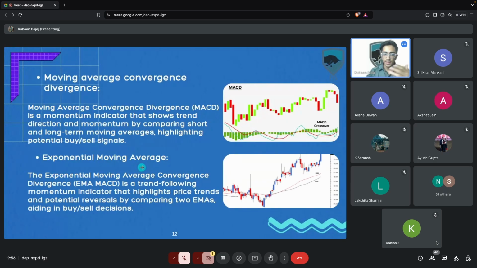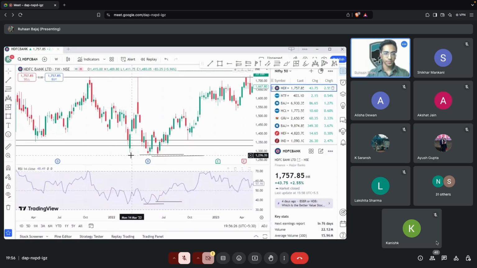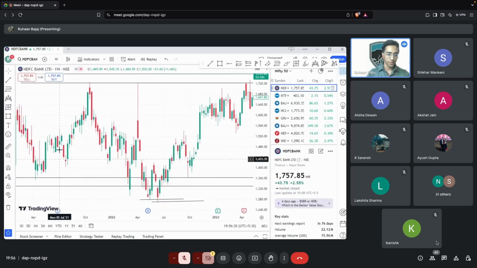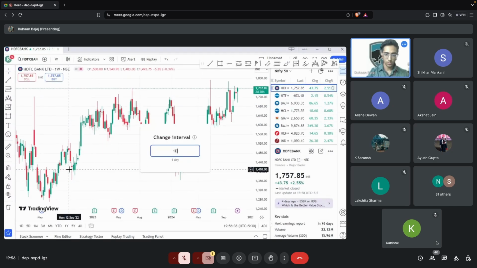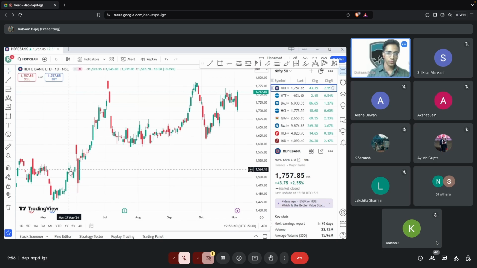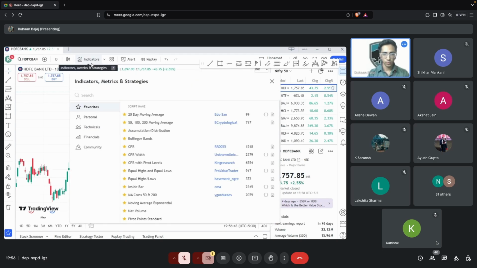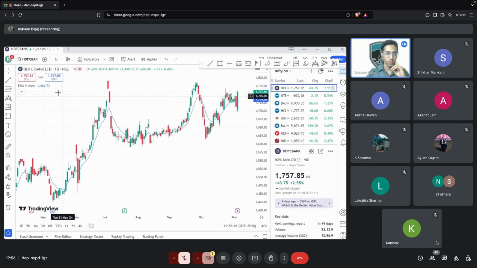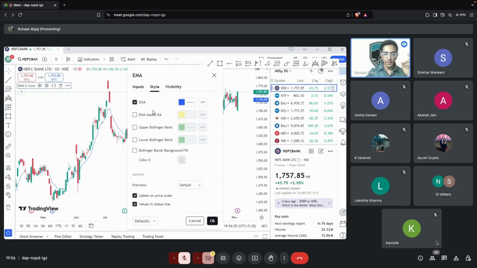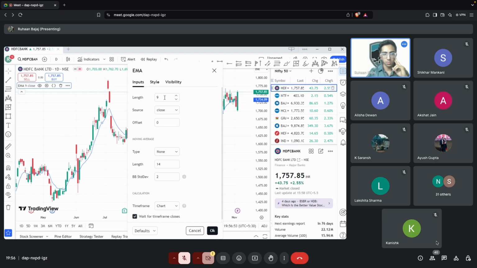And then here comes the exponential moving average. This is somewhat the same as moving averages, but I'll get you to the chart here. Remove RSI. This is the moving average exponential, or the exponential moving average.